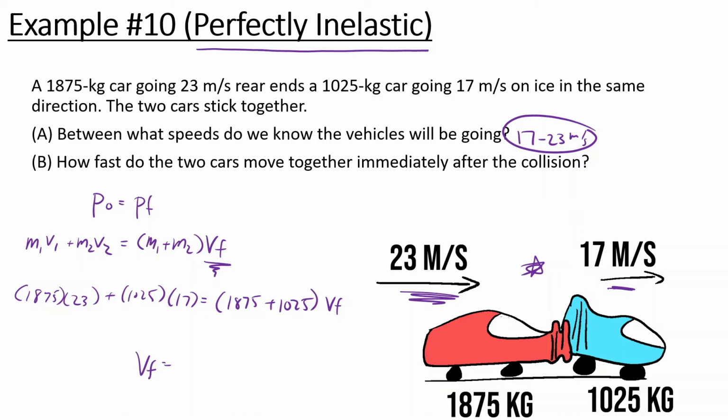Okay, I did something wrong. Give me a second. 1875 times 23 plus 1025 times 17, divide this by 1875 plus 1025, and we get a speed of 20.88 meters per second. And like we predicted, it was between that 17 and 23 meters per second mark. All right, let's continue.